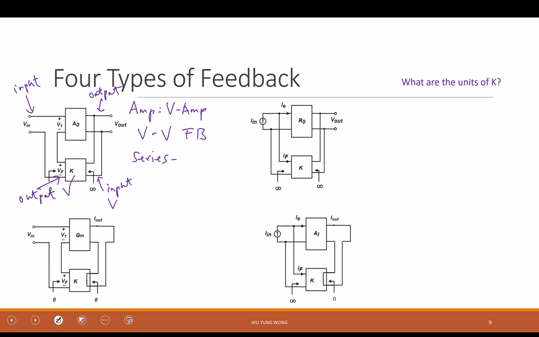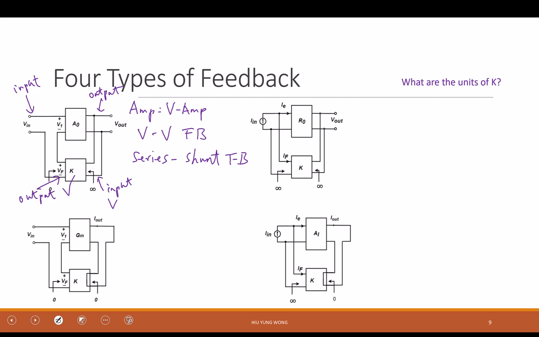Then how about the output of the whole circuit? You want to measure shunt. So this is series shunt feedback.